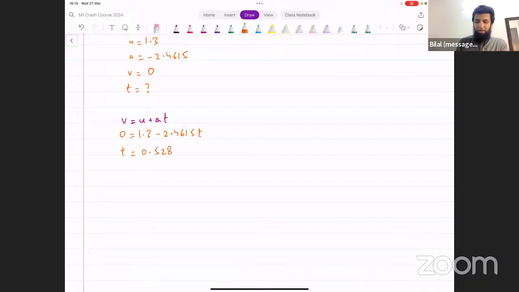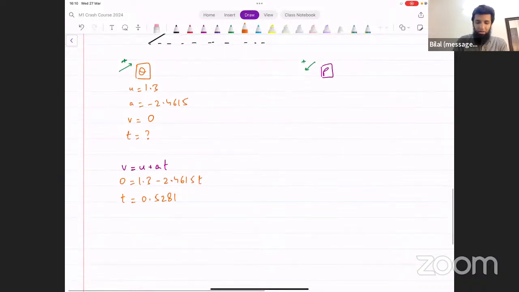Again, it's better to use more accuracy here. 0.528133, because it's not the final answer. If you've already rounded off to 3 significant figures, your final answer might not be accurate, and you might lose one accuracy mark for that. So you have to be careful about it. Okay, so this is what we get. Now, let's put this in the other equation.